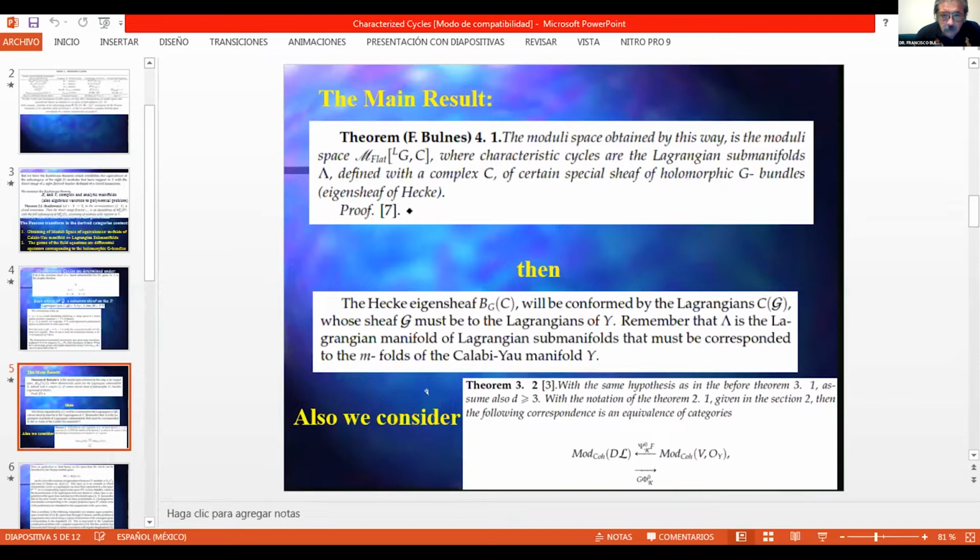It is more important to consider the following theorem, because this equivalence between two categories is given in the coherent modules, the modules between two different sheaves, and includes the holomorphic bundles corresponding to the Lagrangian submanifolds.